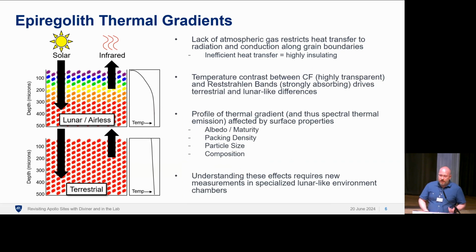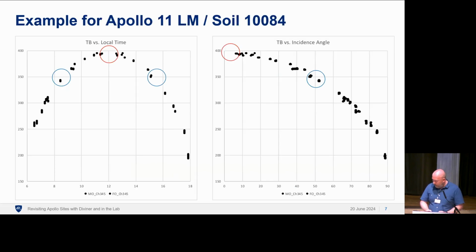And there's a lot of different things that can affect the strength of this gradient, and the strength of the gradient affects all these spectral features. And so we have to keep in mind things like the albedo, or on the moon maturity, since those two things are linked, as well as packing density, particle size, and of course composition. And so in order to study these materials, we do have to have these very specialized experiments.